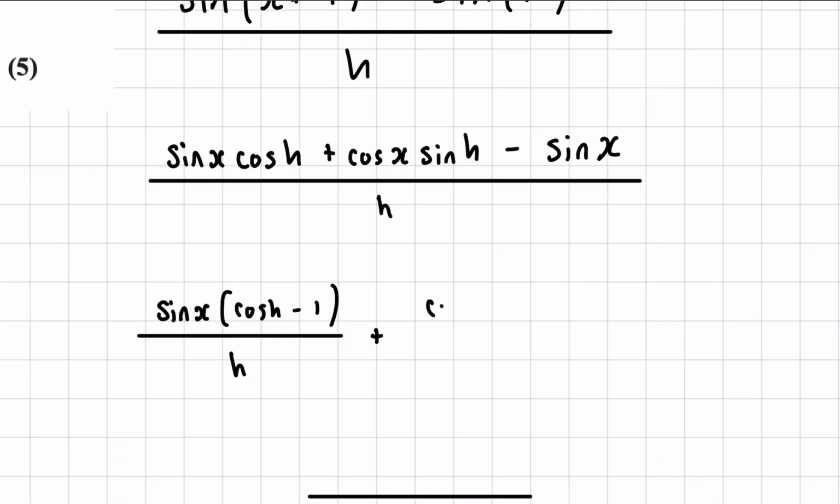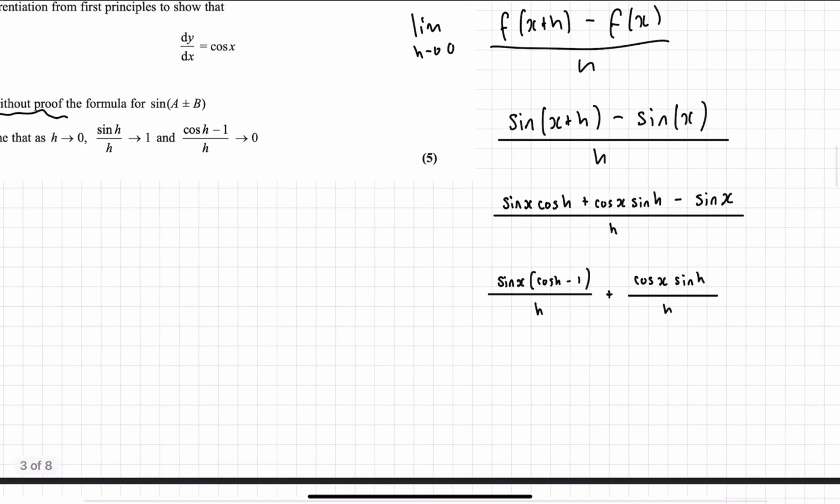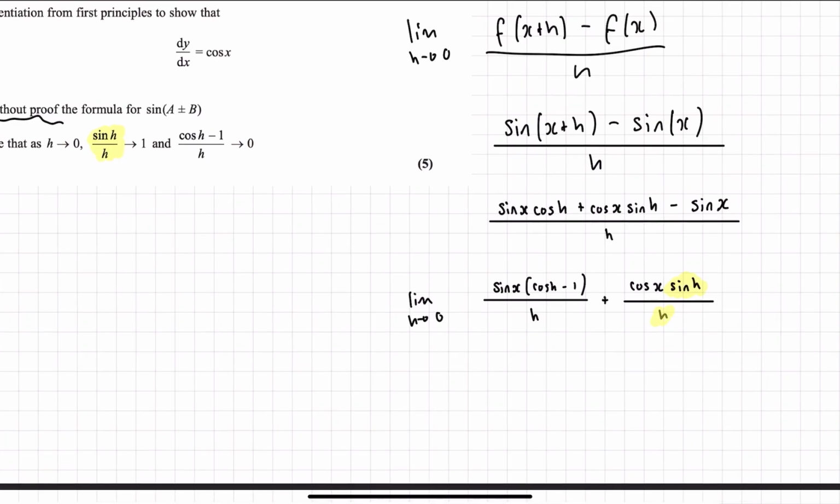Plus cos x sine h over h. And we're told in the question, as the limit of h approaches 0, sine h over h is 1. And we can see that here. So that becomes 1. And we're told that cos h minus 1 over h is 0, which is here.